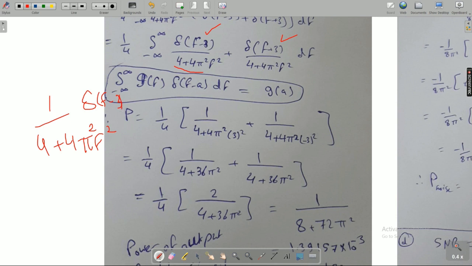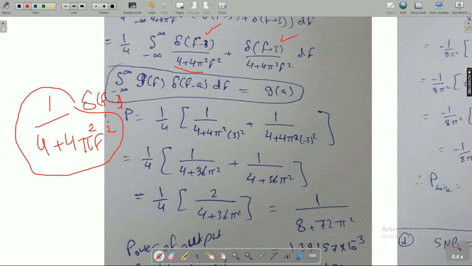So what do I do when I do the integration? I take this function and substitute 3 instead of f. This is what I've done here. I remove the f and substitute by 3. And the same here, I remove the f and substitute by negative 3, since here it is f plus 3, not f minus 3. And I remove the integral, since what I'm doing now is the integration. This is a special case for the Dirac delta function.